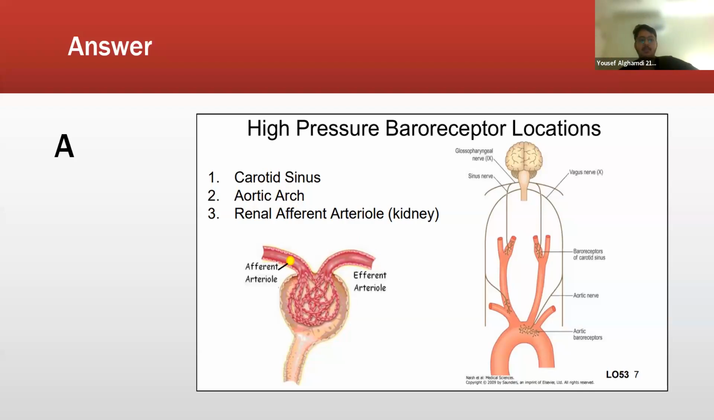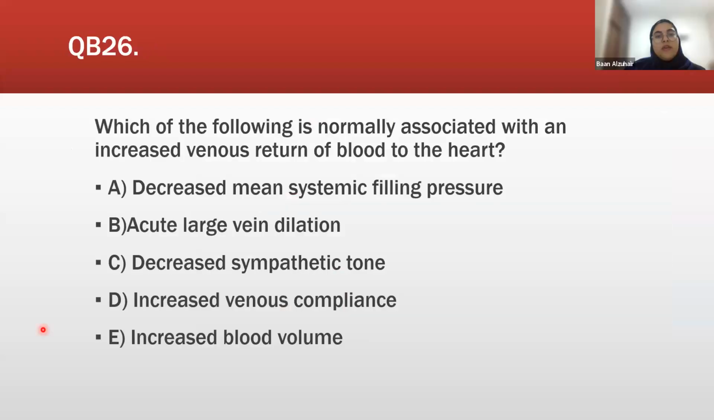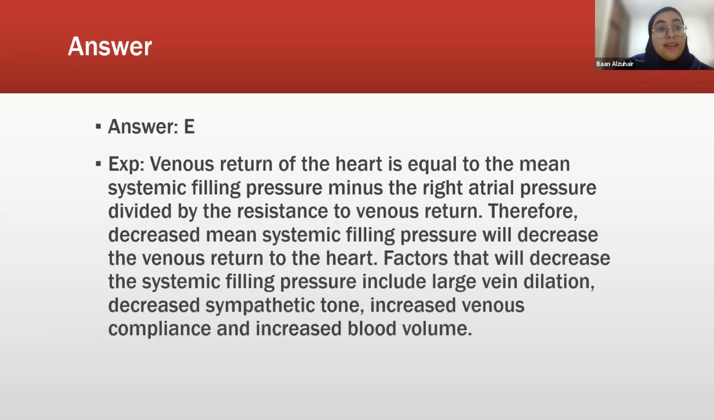kidneys. Okay, Baan's question. Which of the following is normally associated with an increased venous return of blood to the heart? Did you say E? Yes, it is E. You guys are correct. It's kind of obvious, but increased blood volume will increase the amount of blood that goes back to the heart.